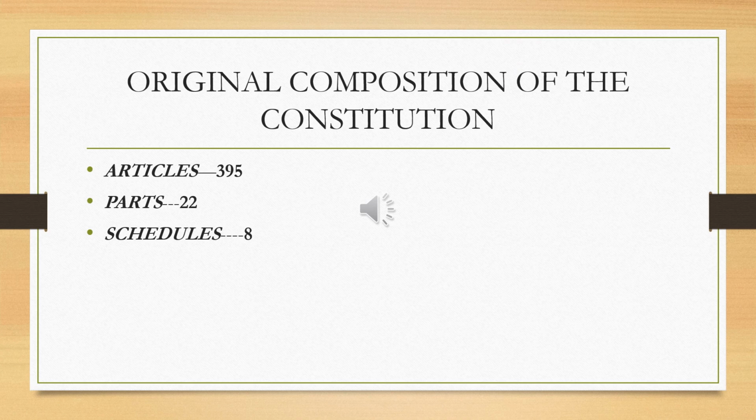Original composition of the constitution. Now when the constitution was first made, its number of articles was 395. It was divided into 22 parts, and it had 8 schedules.